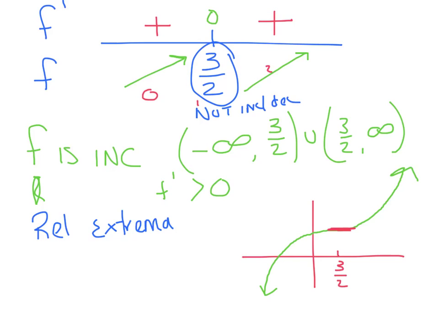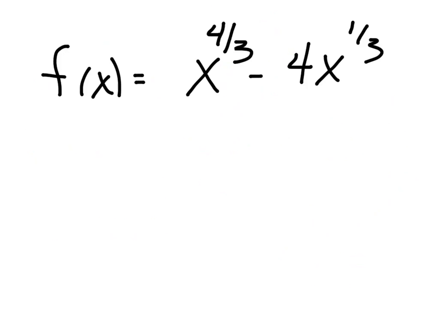It's pretty neat. All right, now they're going to start to get a little uglier. So let's get our critical points. Set that derivative equal to 0. So let's go 4/3 x minus 3/3 is to the 1/3.